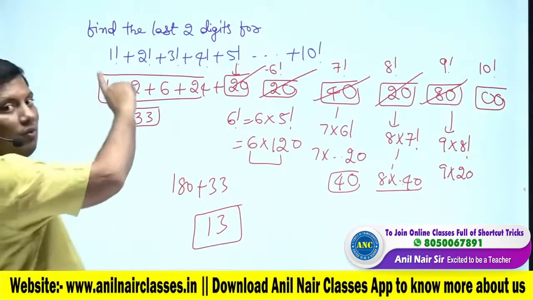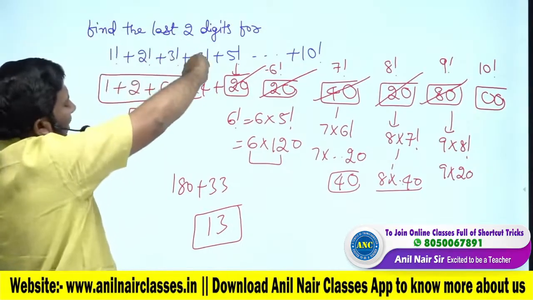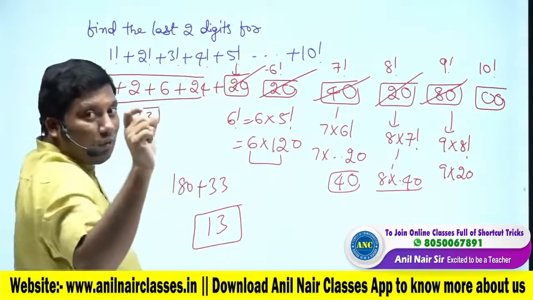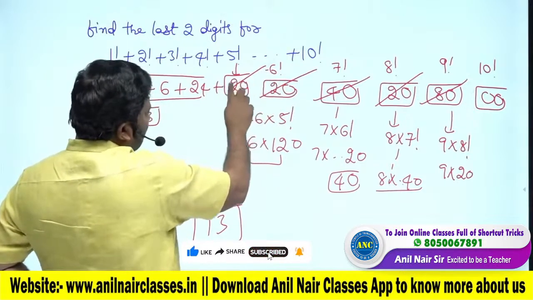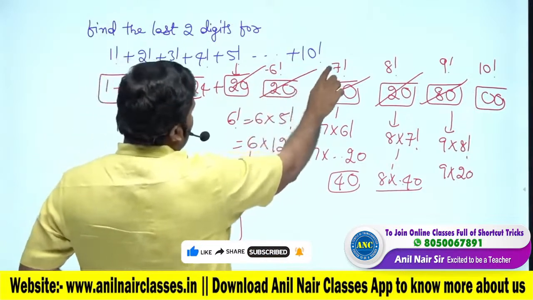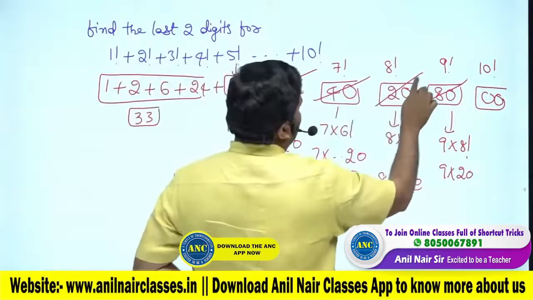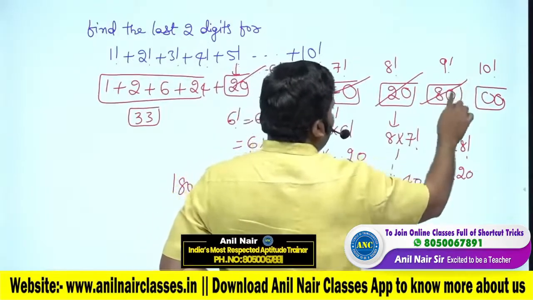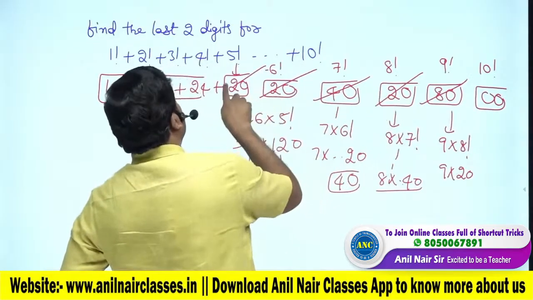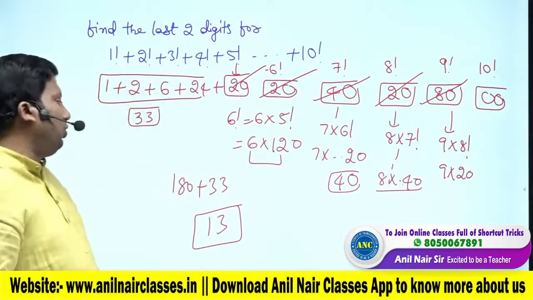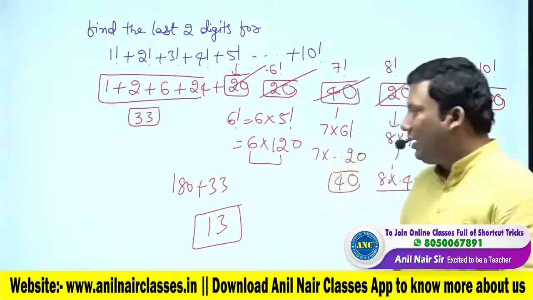Is the idea clear? 1 factorial is 1, 2 factorial 2, 3 factorial 6, 4 factorial 24, 5 factorial 120. What are the last 2 digits of 120? 20. 6 factorial, 6 into 2, 12, 20. 7 factorial, 7 into 20, 140, 40. 8 into 40, 20. 9 into 20, 80. 10 into 80, 0, 0. 80 plus 20, 100. 140, 160, 180. 180 plus 33, 213. Last 2 digits of this question is 13. I hope the idea is clear.